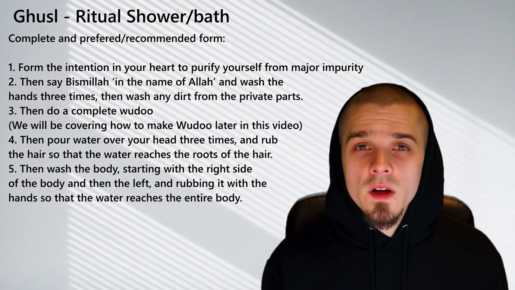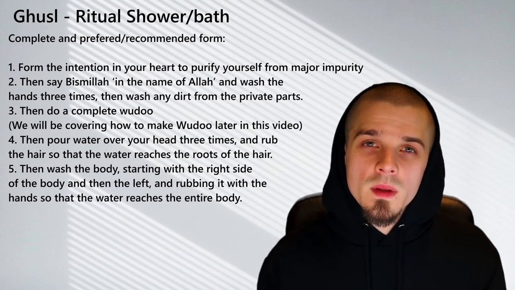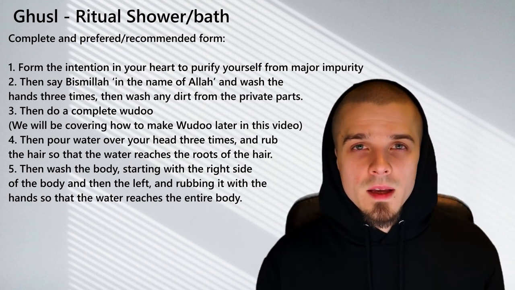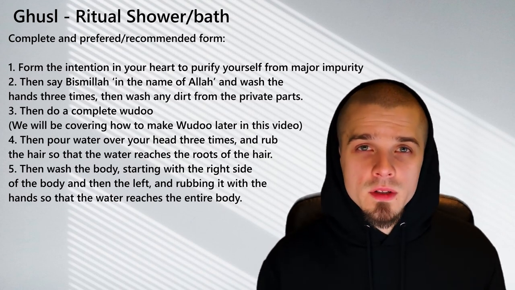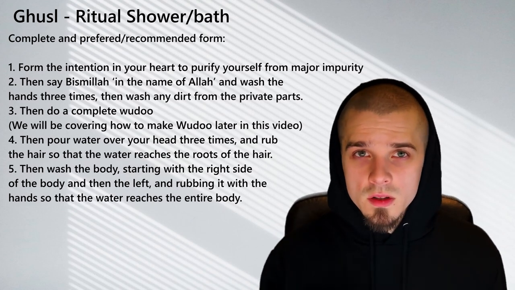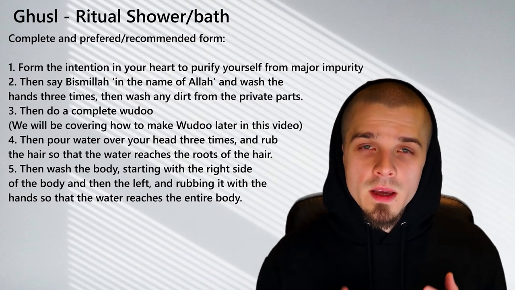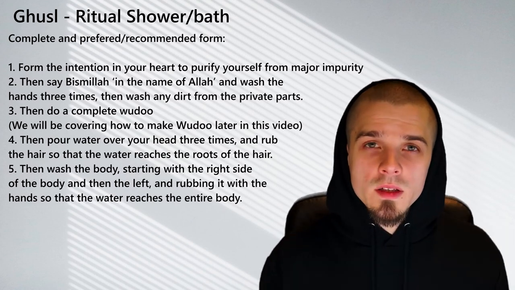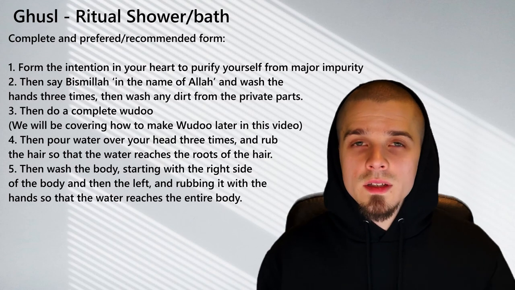Now, the complete and preferred form, which is encouraged but not obligatory for you, is as follows. Number one, form the intention in your heart to purify yourself from the impurity. Number two is to say Bismillah, in the name of Allah. Wash your hands three times and then wash the impurity from the private area. Number three will be to perform the full ablution, which we will discuss how to do later on in this video. Number four is to pour water over your head three times, making sure that the water reaches the roots of the hair. And number five is to wash the entire body, starting with the right side and then the left, rubbing it with the hands to make sure that the water reaches the entire body.